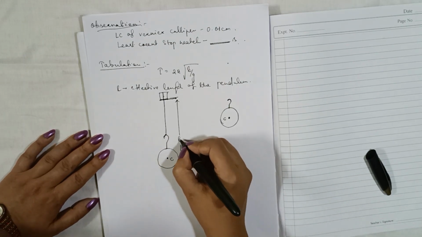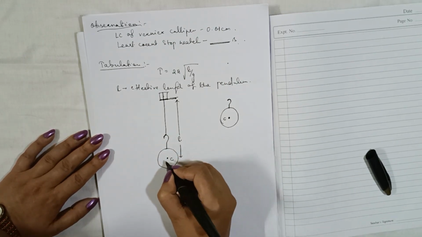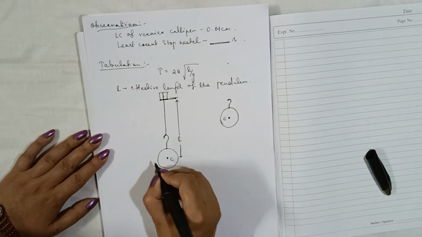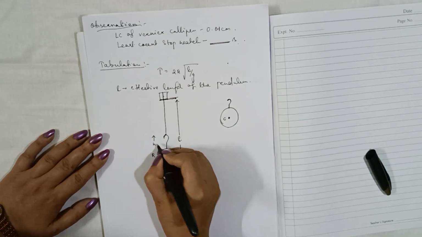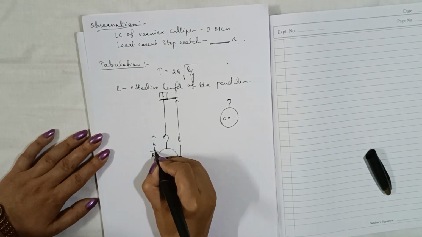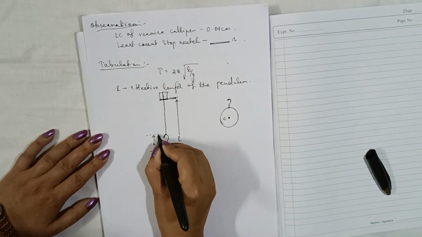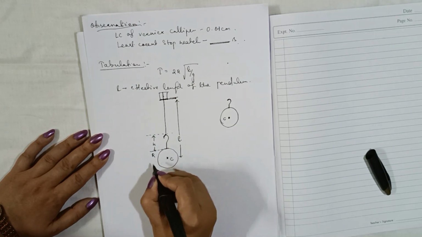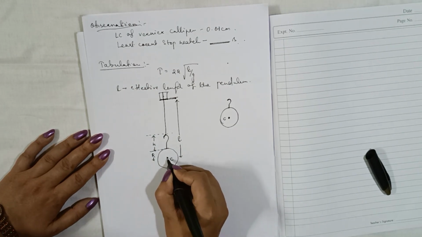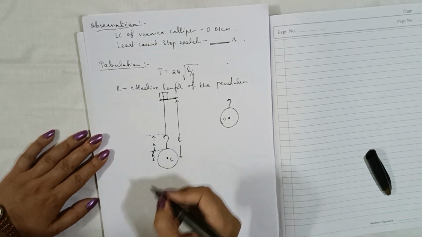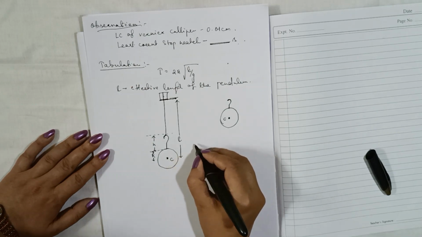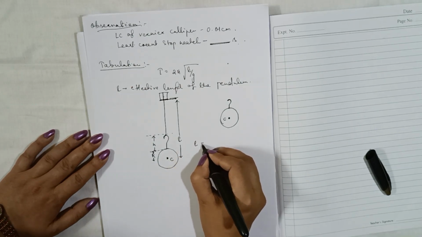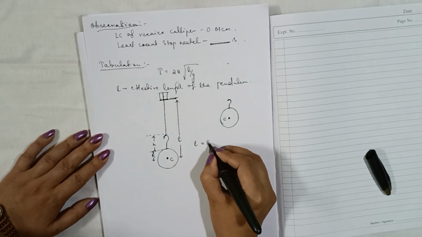So in order to determine this effective length, we first need to determine what is R plus H. What is R and what is H? H is the hook length. You can see here, this is what is called H. And R is nothing but the radius of the pendulum. R is equal to the radius of the pendulum.